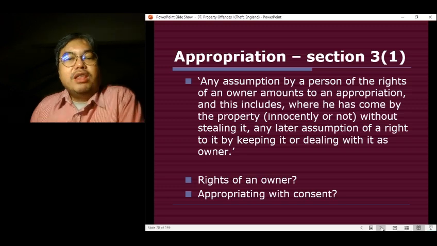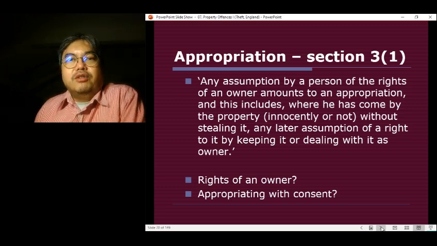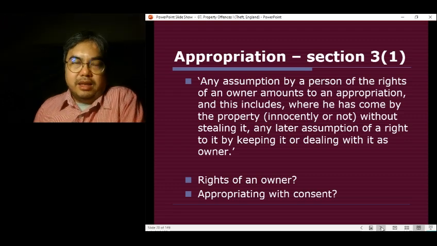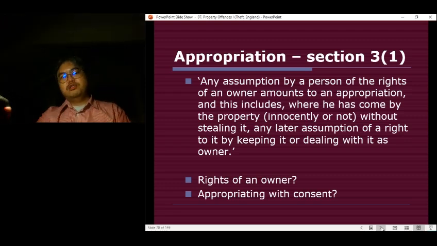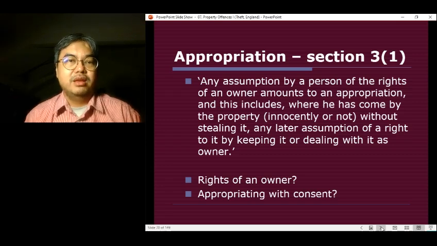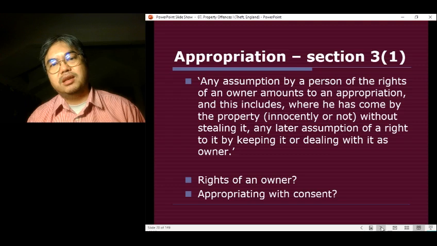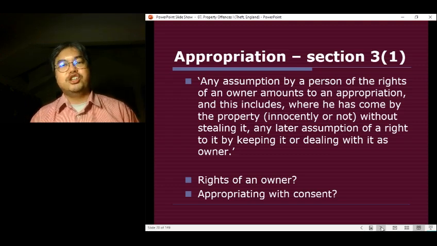Okay? Now, what if you appropriate with consent? So you come to me and you ask, can I use your phone? Sure, you can use my phone. So I've consented that you are allowed to use the phone already. So yes, you are using the phone, but you're using it with consent. Can it be considered to be appropriation then?